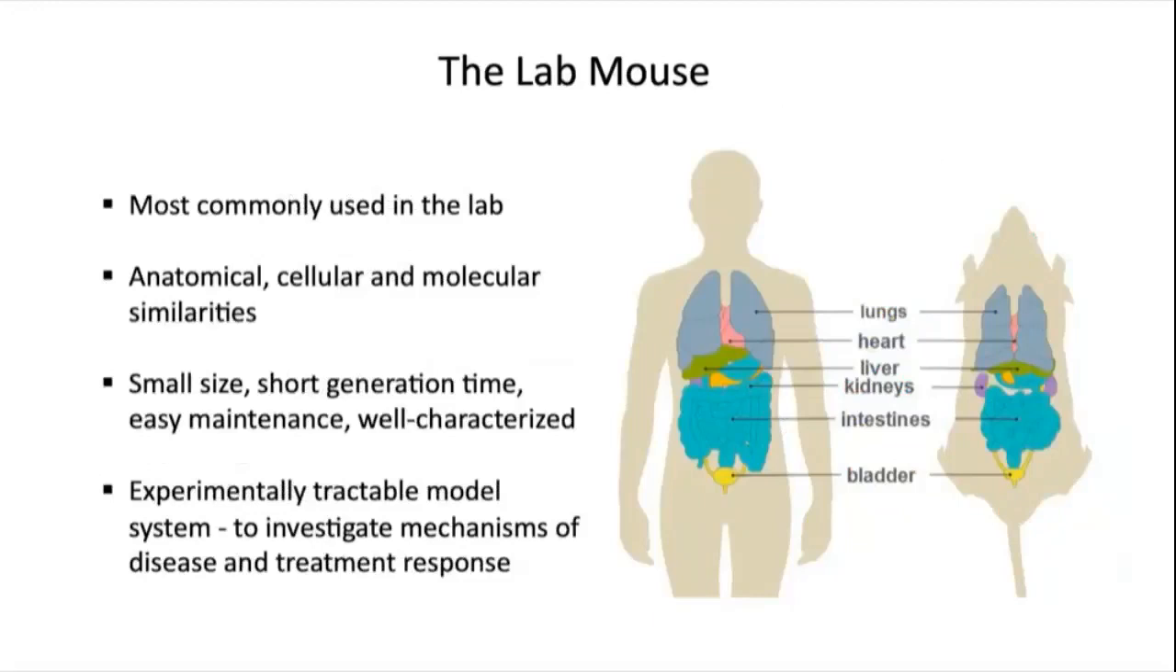Let's take the example of the lab mouse as a model. It's one of the most commonly used animals in the laboratory. Grossly, there are a lot of anatomical, cellular, and even molecular similarities. We have lungs, heart, liver, kidneys, as they have in humans. But more importantly, the small size, short generation time, and ease of maintenance made the mouse much more popular, because it's easy to study a large number of animals with the least expense of resources. So a lot of information is available in this model, and a lot of research is being carried out in it.